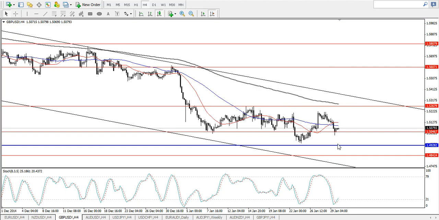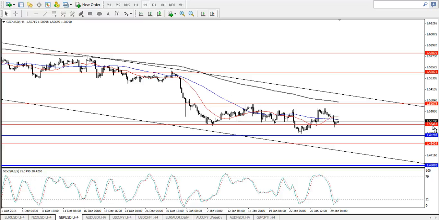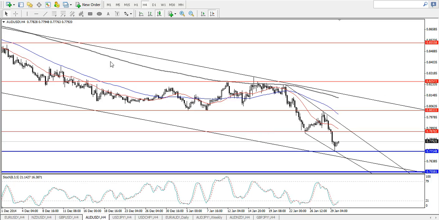However, if price were to fall further, first level we're looking at is 1.4928, Fibonacci expansion level 141.4%, followed by 1.4842. Final exhaustion level is pretty far away, 1.4608. Or rather, before that would be the bottom of the falling trend channel. Alright, next we have the Aussie against the US dollar.